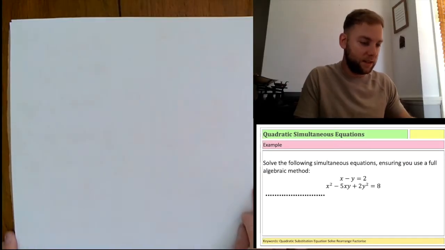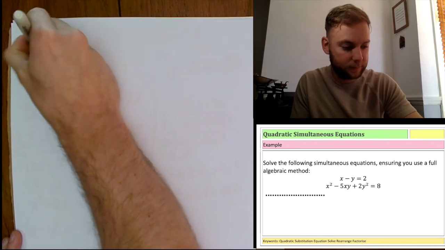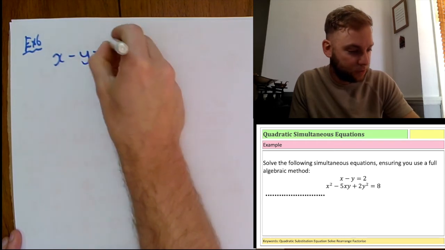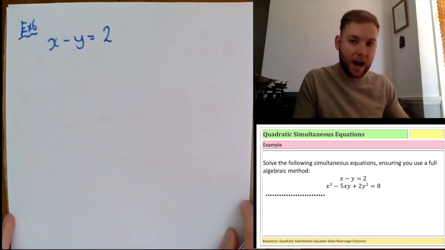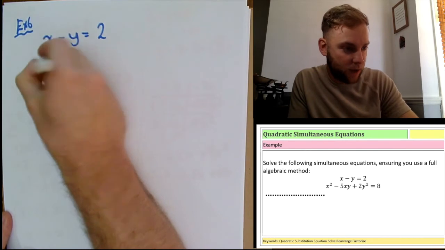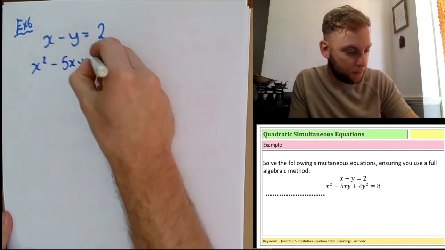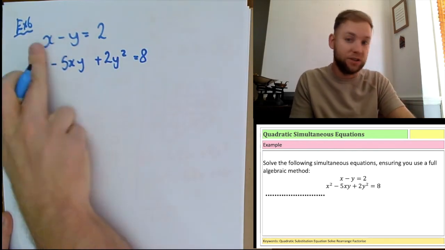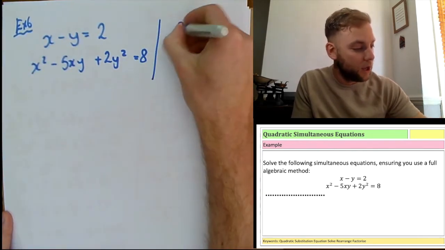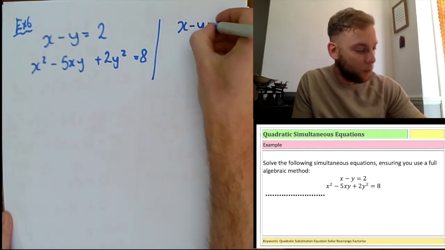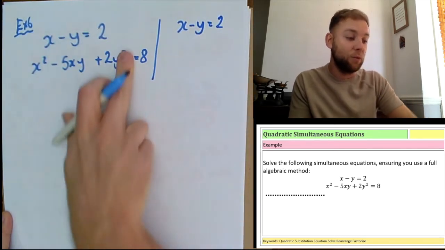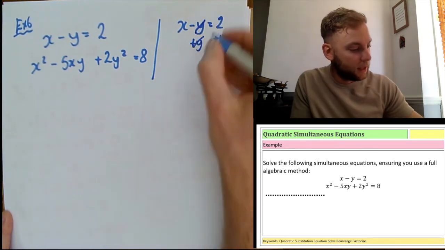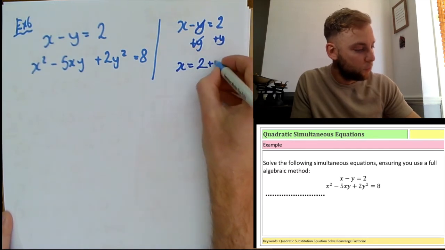Okay, so let's have a little look at this then. Example 6, which is x minus y is equal to 2, and x squared minus 5xy plus 2y squared is equal to 8. Super. So the first thing I need to do, notice that it's not equal to x or y, so I need to make it equal to x or y. And I think the easiest thing in this one is to take the y over to make it equal to x. So plus y, so I end up with x is equal to 2 plus y.